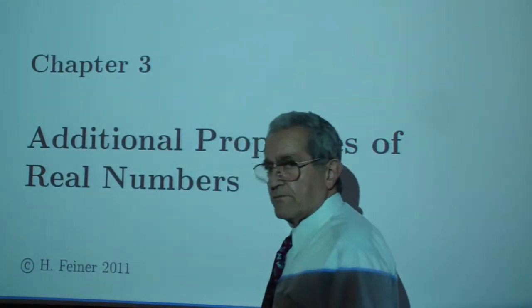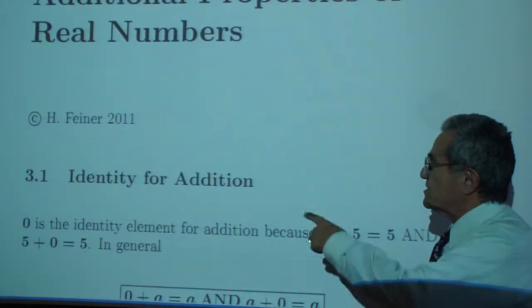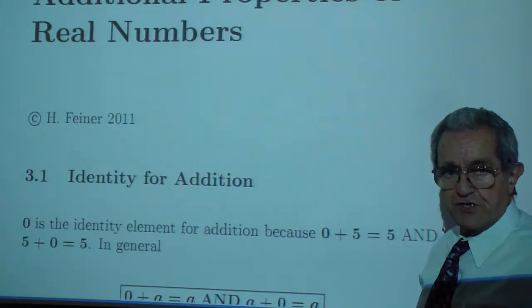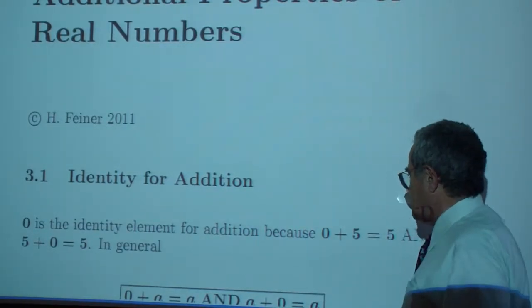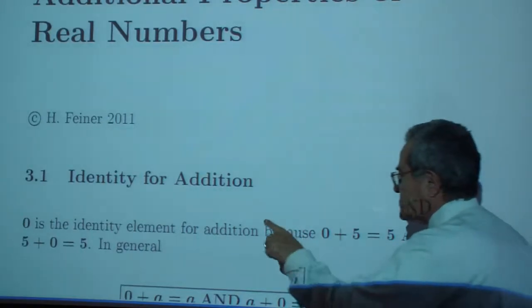Chapter 3, Additional Properties of Real Numbers. First, let me start with the identity element for addition. 0 is the identity element for addition because 0 plus 5 is 5 and 5 plus 0 is 5.